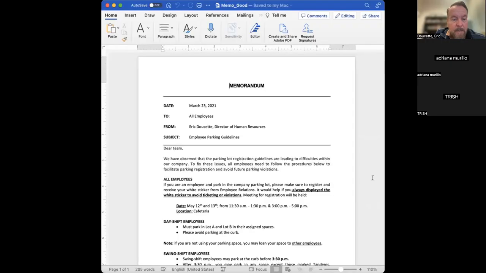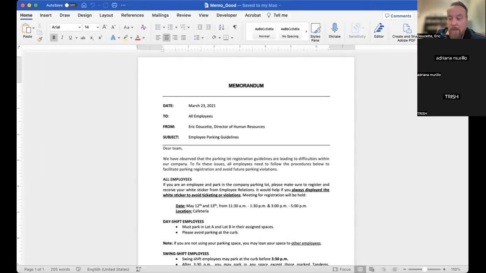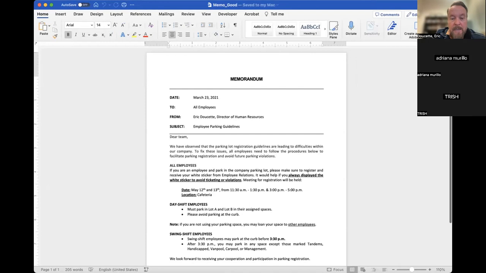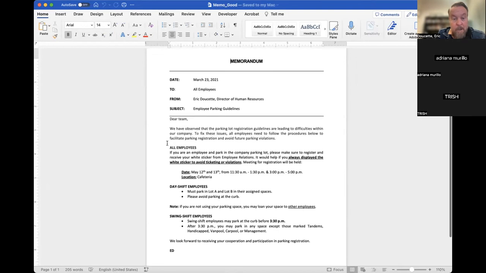So here's good memo. All right, so here's the same memo that was just all in one paragraph, but now I used headings, I used bullet lists. So notice, has the proper, you guys can see that, right? Assuming you can, memorandum. Yes. And then, dear team, and then we've observed, so there's a short little paragraph here. Then I have all employees. What do all employees need to know? If you need to display a white sticker in order to not get a ticket.